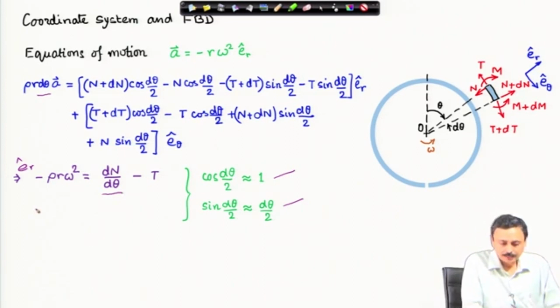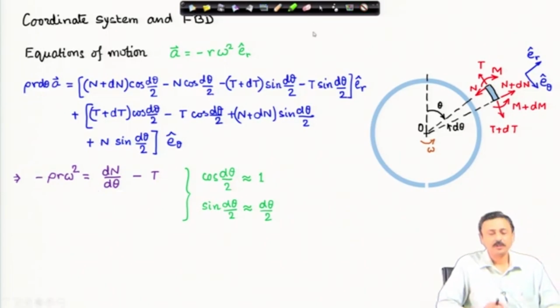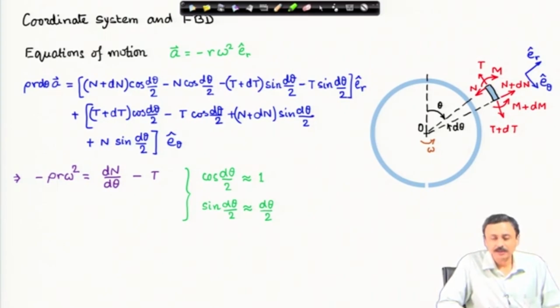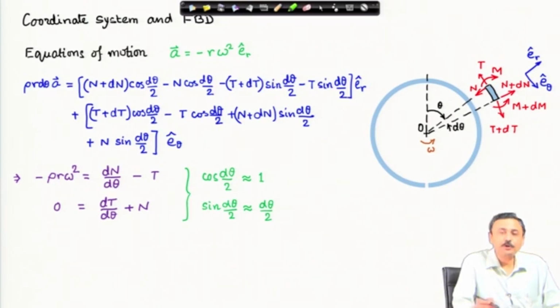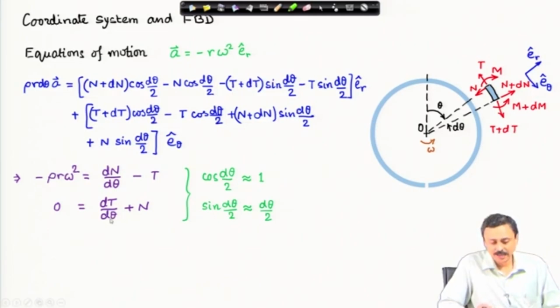Now, this is the equation of translational dynamics in the e r cap direction. In the e theta cap direction, on the left hand side we do not have any acceleration in the e theta cap direction, because there is no tangential acceleration, no Coriolis, etc. and from the right hand side we get dt d theta plus n equal to 0.